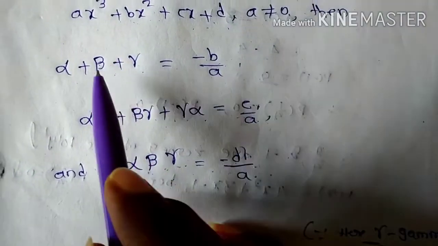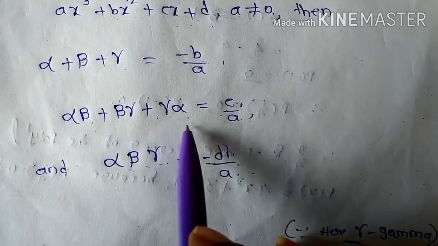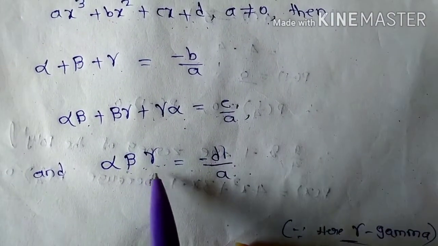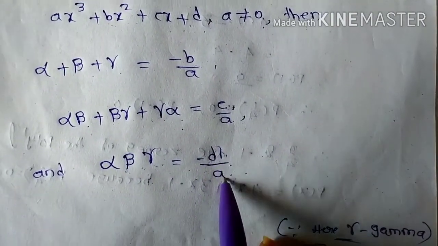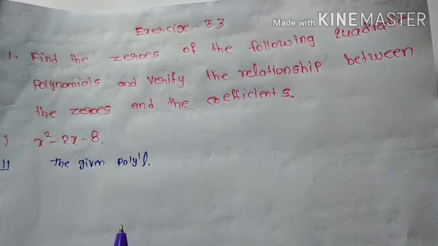Just remember here alpha plus beta plus gamma is equal to minus b by a. Alpha beta plus beta gamma plus gamma alpha is equal to c by a. Alpha beta gamma is equal to minus d by a. These formulas will be useful in our exercise problems.